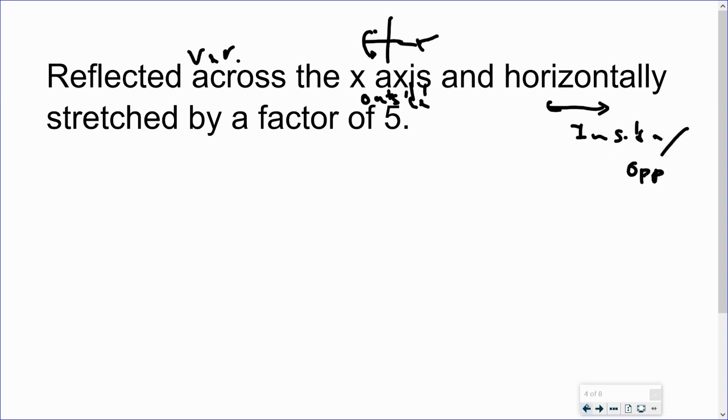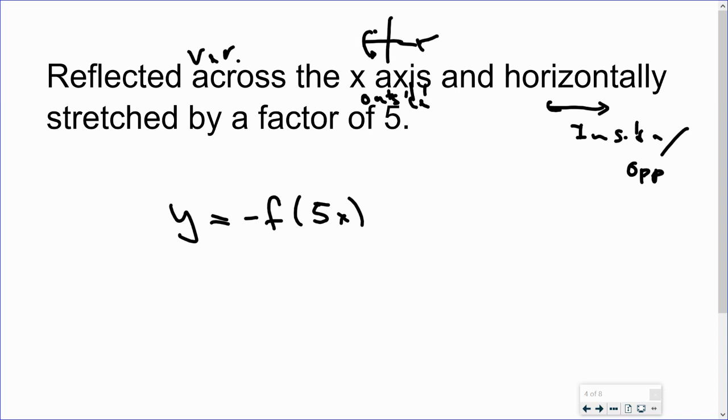So this is going to be y is equal to, the x-axis is going to be an up and down. All right, so this is going to be f reflected over it, so that's going to be on the outside. Horizontally stretched by 5, so I'm going to say 5x.